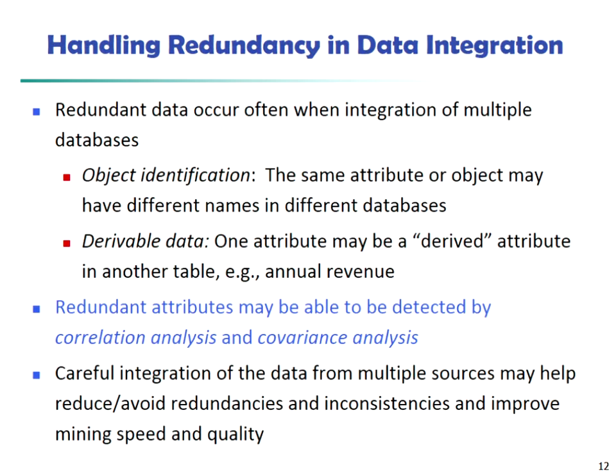So, handling redundancy in data integration. One of the problems in data integration is redundancy. Redundant data occur often when integrating multiple databases. The same attribute or object may have different names in different databases. In this case, we will obtain redundancy, so we have to identify this attribute and keep only one attribute.